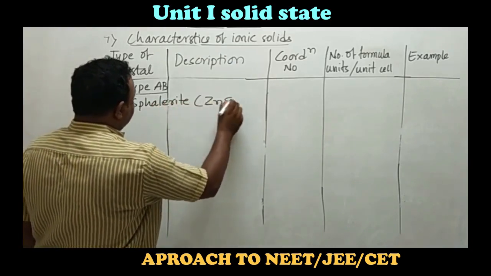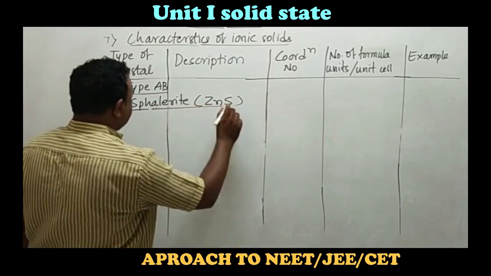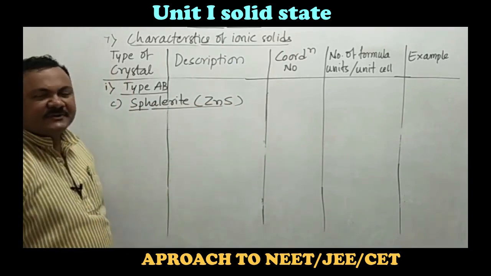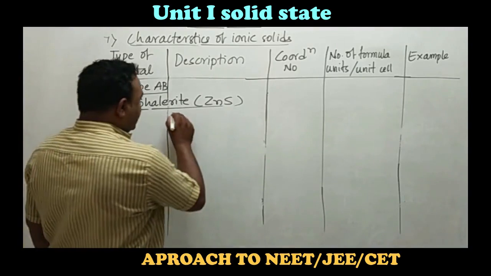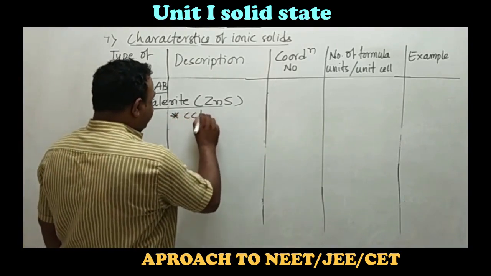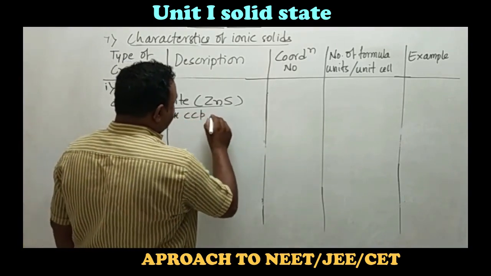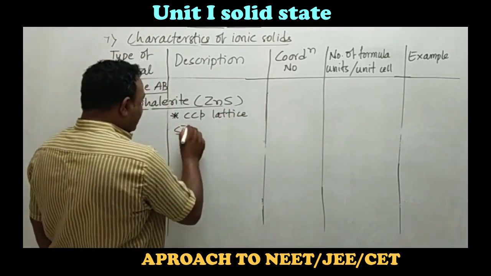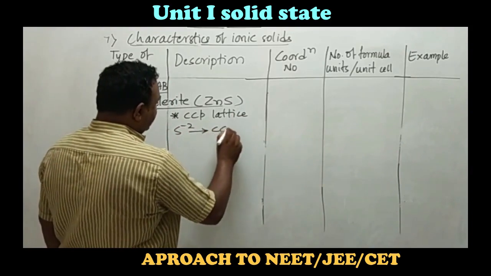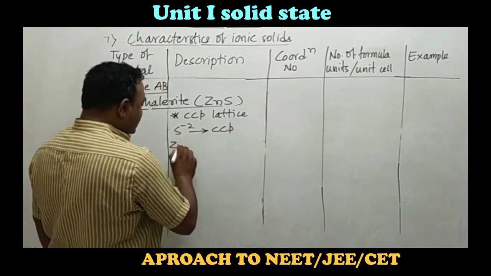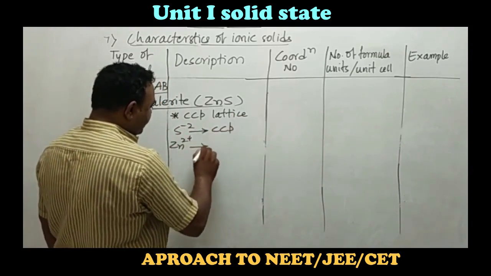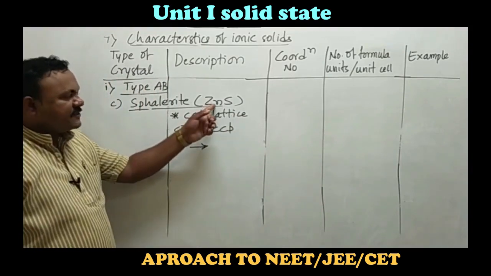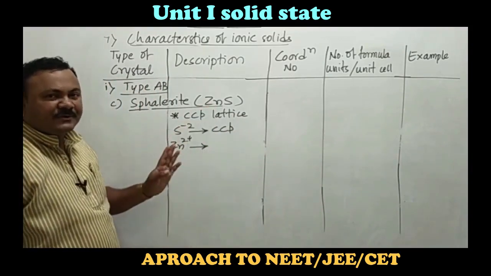It is nothing but zinc sulfide, sphalerite. It has a CCP, cubic close packed, lattice. Sulfide ions are in CCP. Zinc sulfide has Zn2+ and S2- ions.